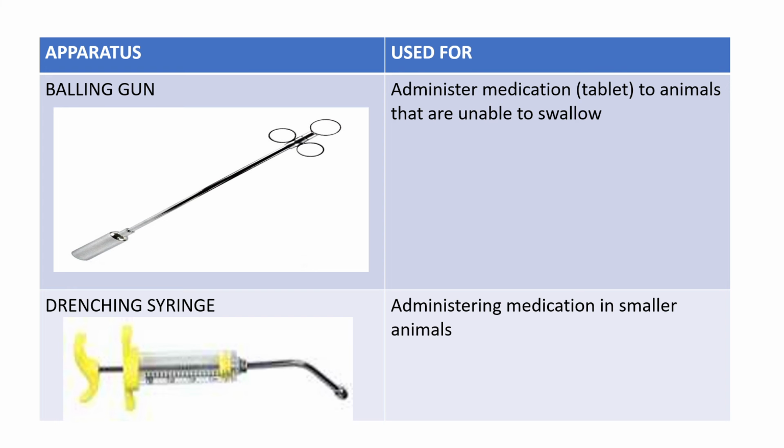Okay, here quickly are a few examples. So the balling gun, it looks like this. It's a long metal object. It's there to administer medication, usually in a tablet format, to animals that are unable to swallow. So again, you bypass the swallowing. This is literally put into the mouth of the animal, down the esophagus. Then also the drenching syringe right over here. This is used to put the medication inside the mouth of the animal, usually for smaller animals.